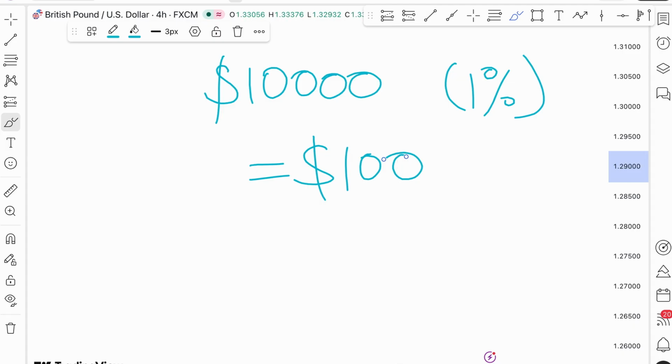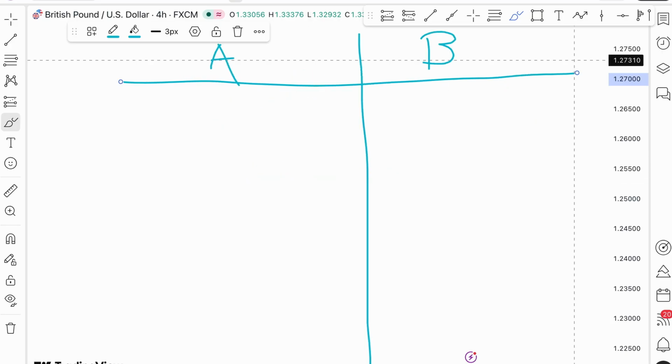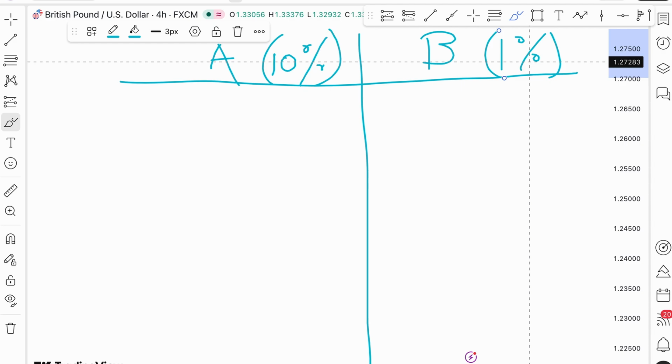Why does this matter? Risk per trade controls how fast you can lose your account. Let's compare two traders using the same strategy and the same account balance of $10,000. Trader A versus Trader B. In this scenario, Trader A will risk 10% per trade and Trader B will risk just 1% per trade. Let us take 5 scenarios and see how their accounts perform after losing each trade.